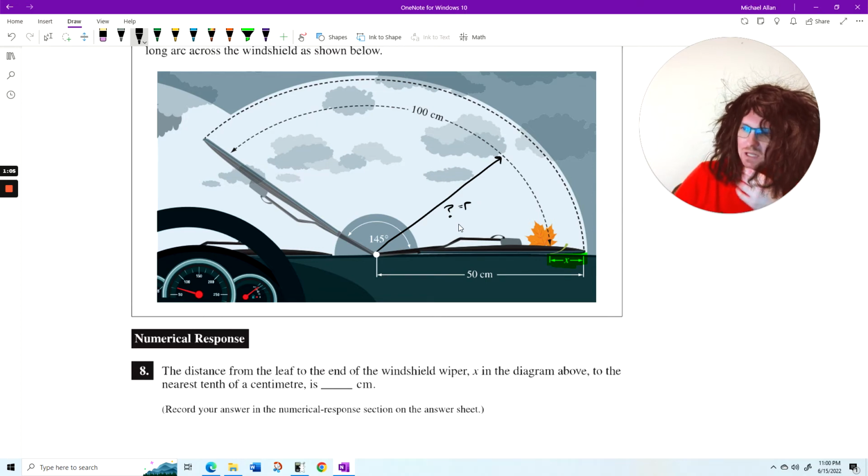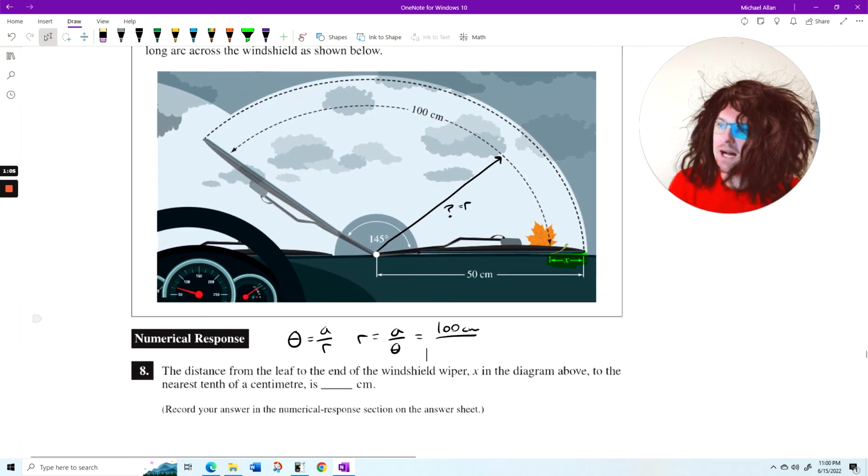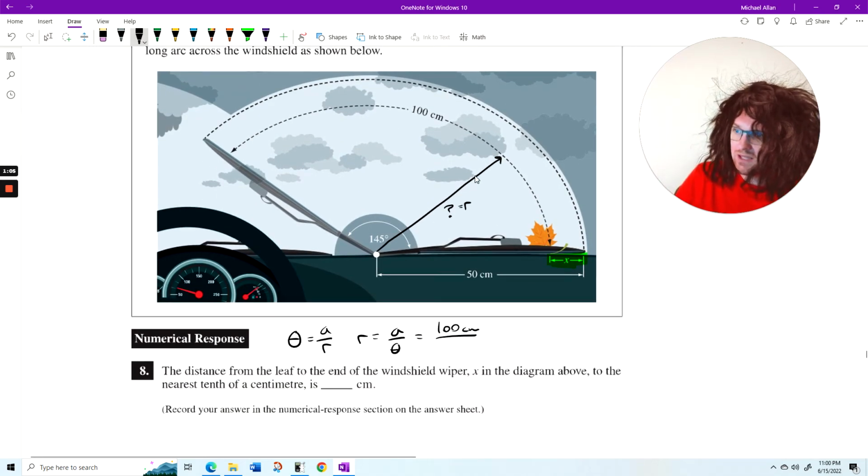So using our formula, theta is equal to A over R, if I just rearrange it for R, that's going to be A over theta. A very common misconception would be to take the 100 centimeters, which is the arc length, and divide it by the 145. But the problem with the 145 in this formula is that this has to be in radians for this to work, right? But this is in degrees, so I'm going to have to change it.